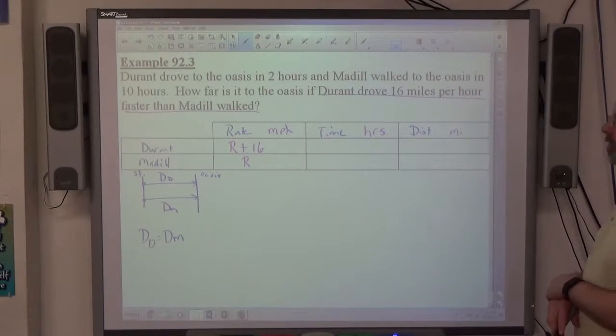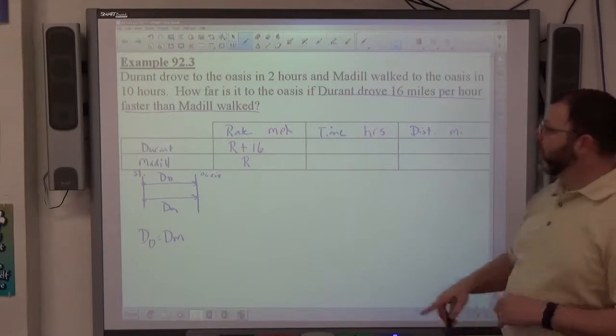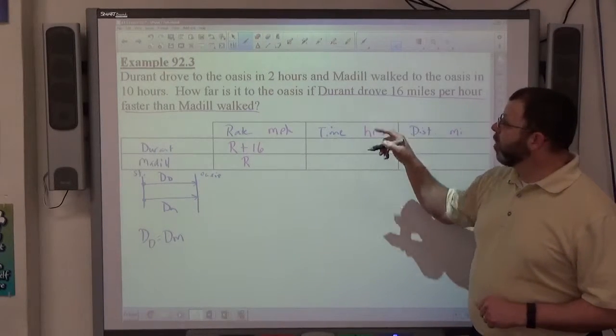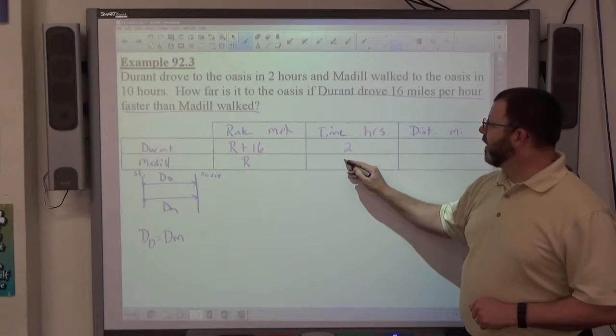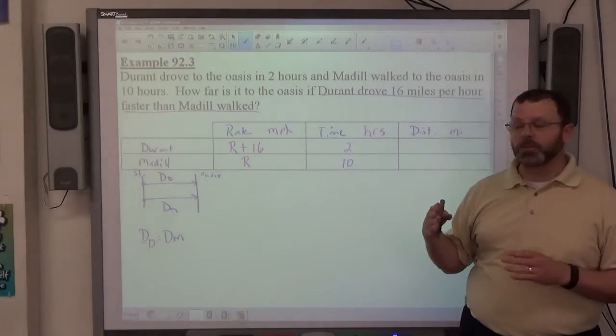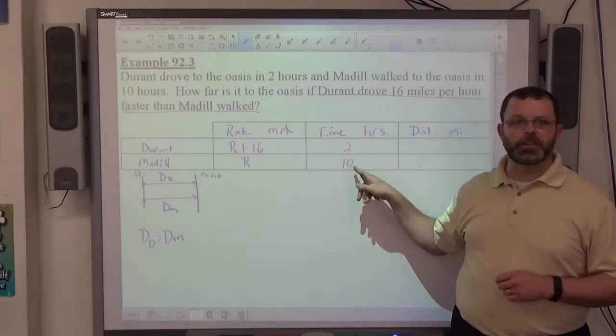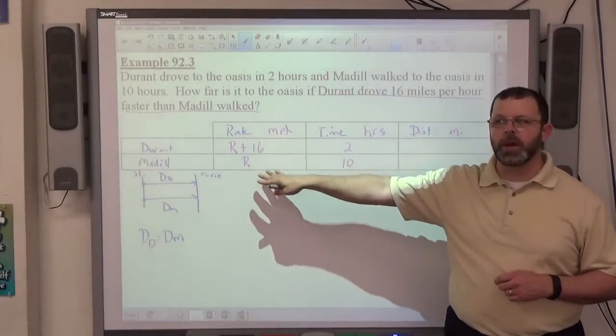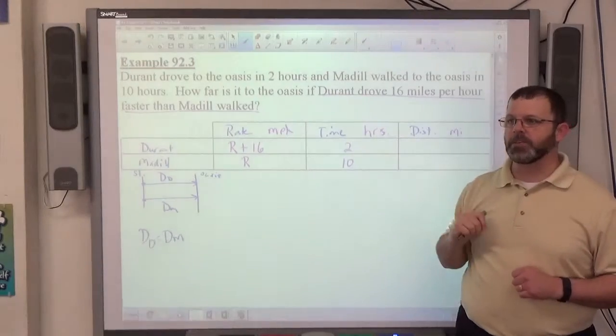Do we know their times? Yes. I sure hope so. 2 hours and 10 hours. All right, so Durant drove in 2 hours, Medill walked in 10 hours. And you don't have the mathematical skills at this point to have unknowns in both of these columns. So if you've used unknowns over here already, you better have numbers here and vice versa.